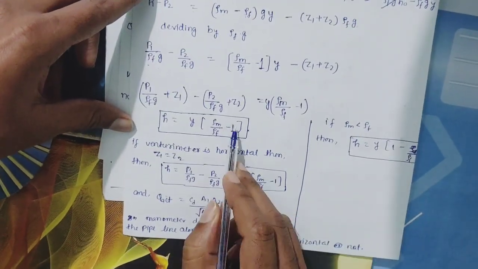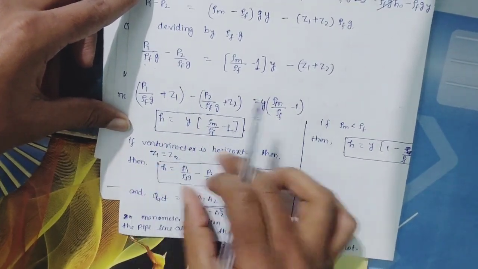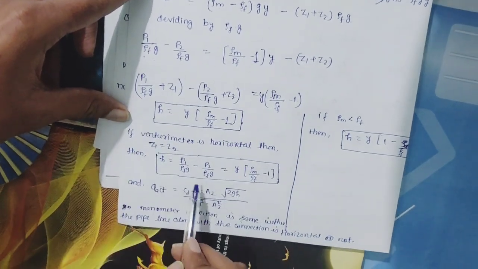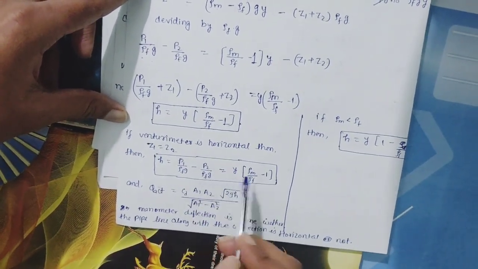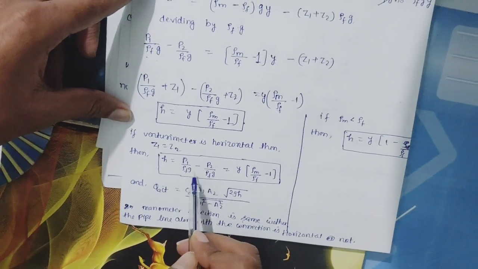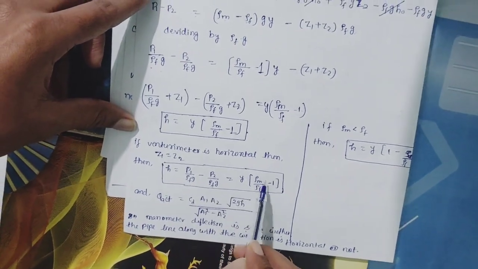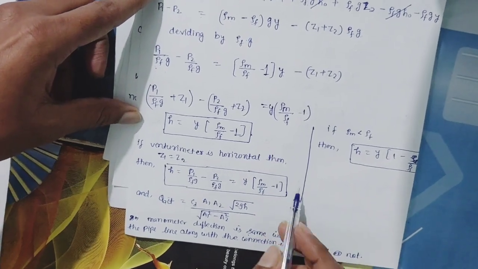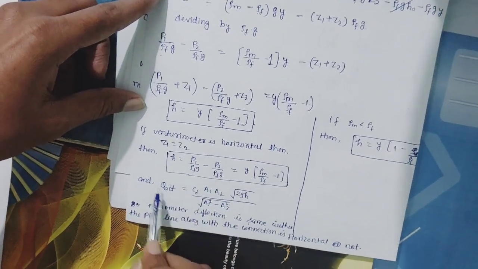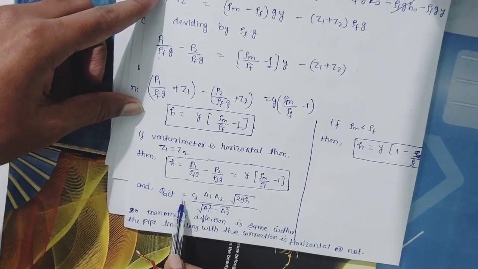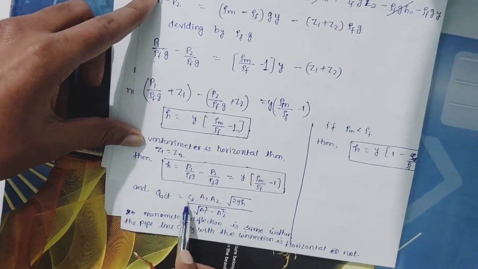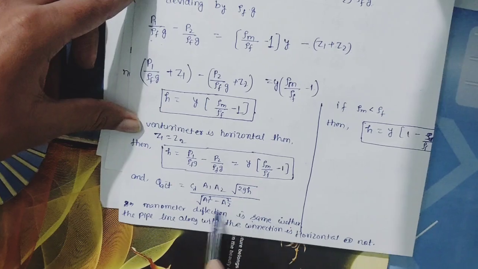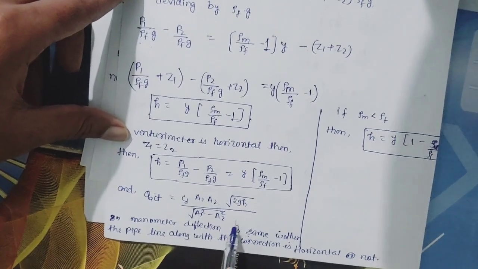So if the Venturimeter is horizontal, then Z1 equals Z2. So P1 upon rho f into g minus P2 upon rho f into g equals Y into rho m upon rho f minus 1. So the discharge Q actual will be CD into A1 into A2 into root 2gh upon under root of A1 square minus A2 square.